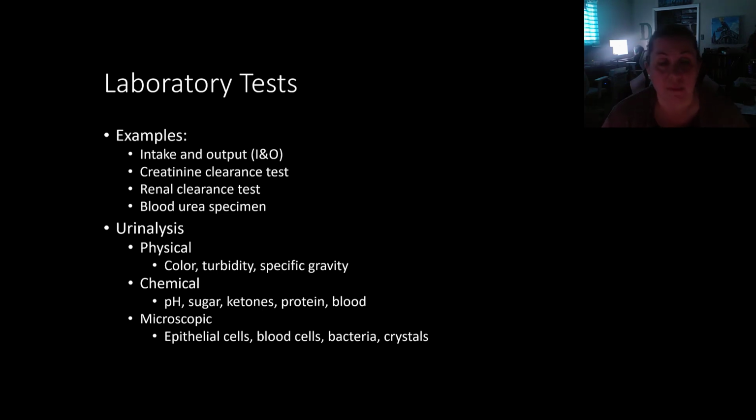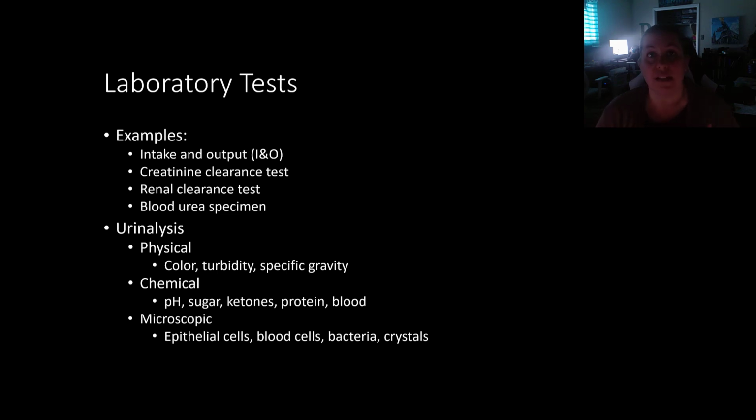Creatinine clearance test is going to be where they're seeing how well creatinine clears your kidneys and how long it takes. You can also see a renal clearance test, and that's to look at the efficiency of your kidney, like the percentage of how well it's functioning. And then we can also do a urine specimen, where we would take a culture of the urine and we would look to see if anything grows. This would be used a lot of times to detect if you have a UTI and what kind of bacteria is causing the UTI.